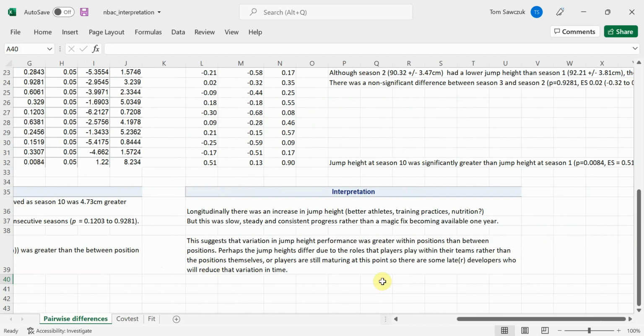deviation. And this suggests that variation in jump height performance was greater within positions than between positions, and we saw that. We showed that with the centre and seeing how far around the estimate for centres the observations were. And this could be due to jump heights differing with the roles that players play in the teams rather than the positions themselves, or it could be that players are still maturing, so over time this will reduce if we look at actual NBA players.